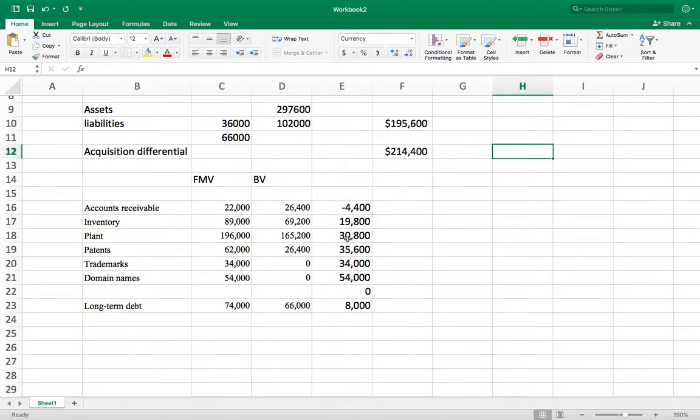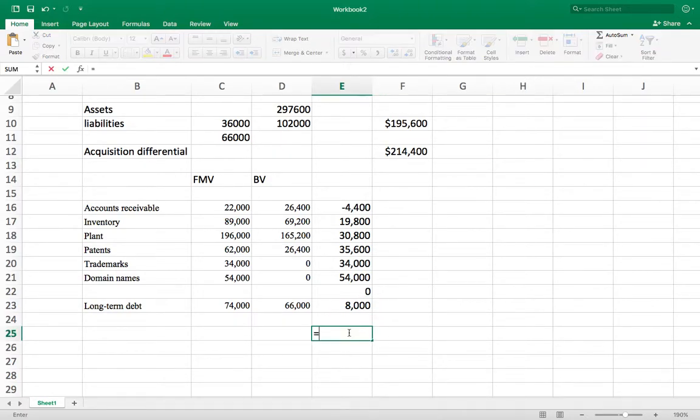So the difference between all of this and this, or why this is minus, is because their accounts receivable fair market value was 22,000 and book value is 26,000. So we actually paid more. So I have to take that out.